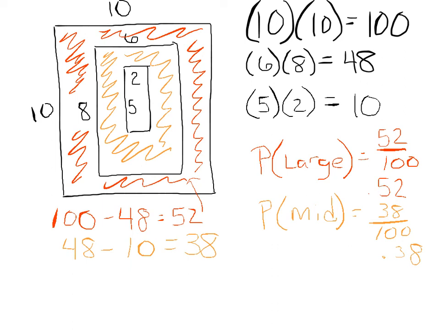Well then, since I have no pieces taken out of that middle section, which I'll highlight in green real quick, the probability that I end up in the small section or the innermost section would just be 10 out of 100, or 0.10.